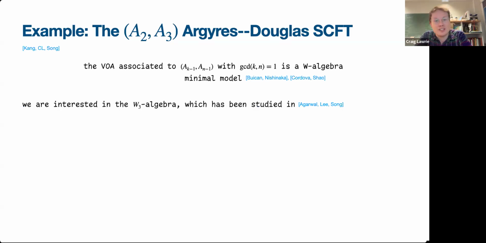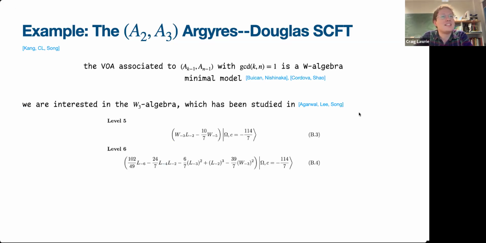And for the A2 theories, we're interested in what's called the W3 algebra. This algebra has been studied in great detail by Agarwal, Lee, and Song. Indeed, they have a nice appendix where they did a very intensive computation and worked out the null relations in the algebra.